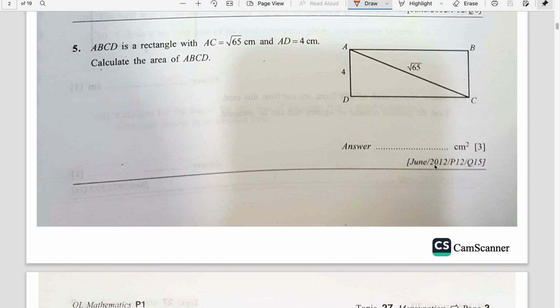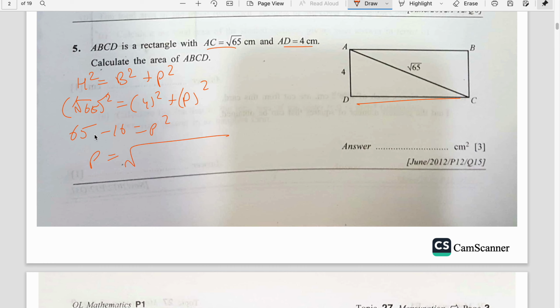Question number 5. ABCD is a rectangle with AC equal to square root 65 and AD is 4. Calculate the area of ABCD. So for this area I need to know this length. To solve it, length into breadth. So for DC I'm using Pythagoras theorem. Hypotenuse square is equal to base square plus perpendicular square. Hypotenuse is square root 65. 4 square plus p square. So 65 minus 16 equals p square. 65 minus 16 is 49. P is equal to 7.